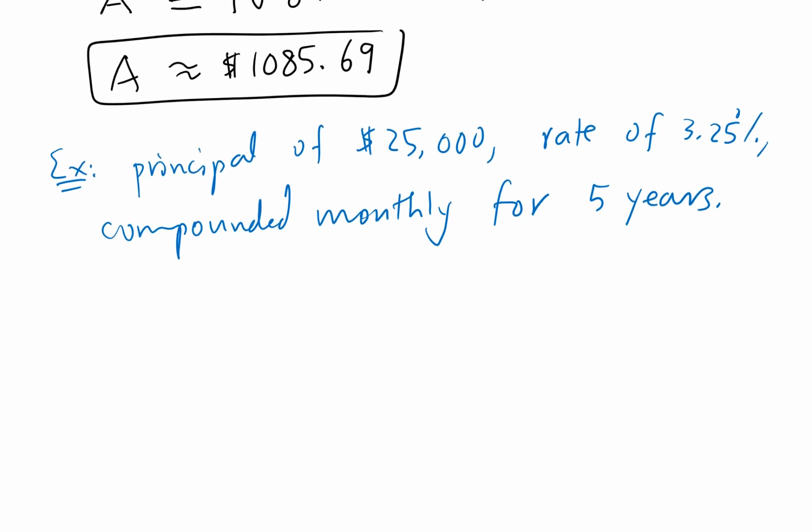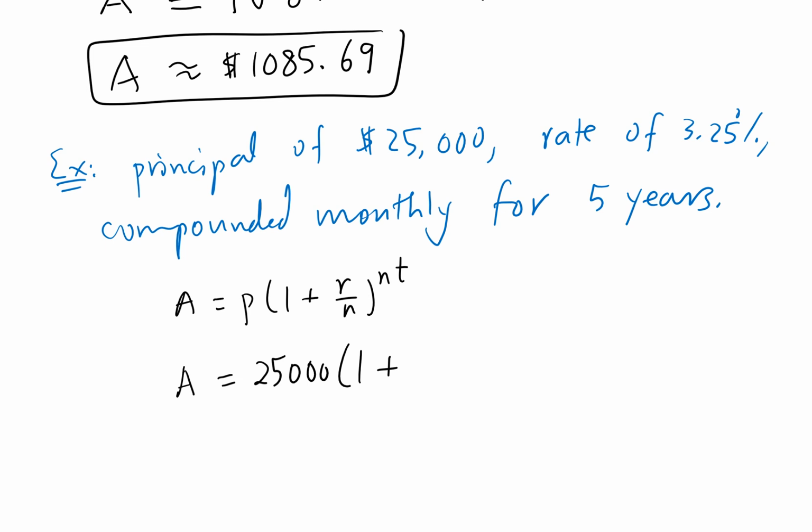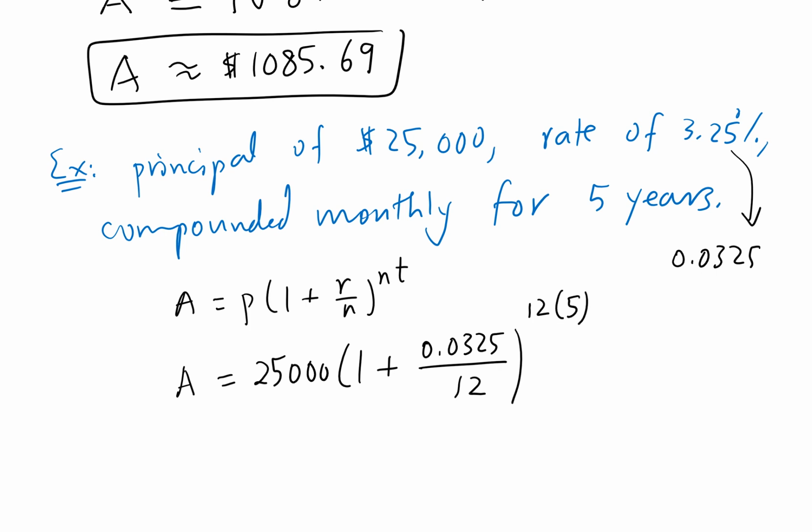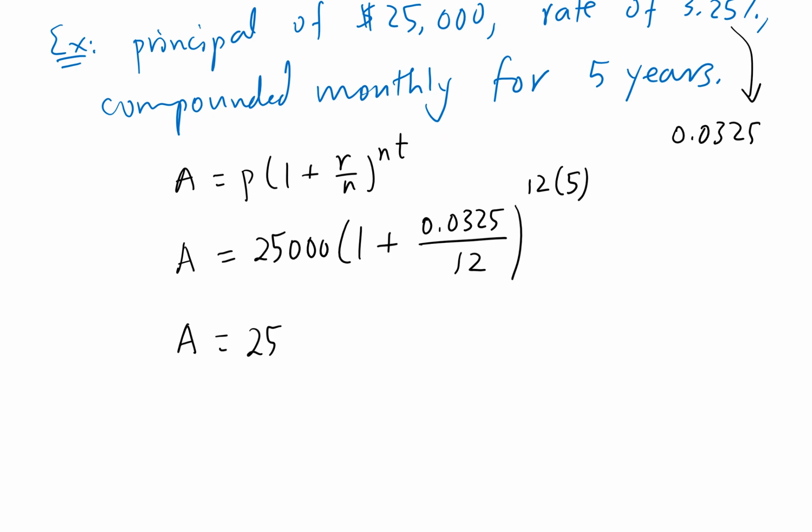Let's write down the formula first. That's the first thing we do: A equals P times 1 plus R over N to the NT. The principal is 25,000, 1 plus. That rate becomes 0.0325. N is how many times? Monthly means N is 12 and T is 5. So the first thing I'm going to do, as I'm doing right now, is do the division. A equals 25,000, 1 plus 0.002708, right? 3333 to the 60th power.